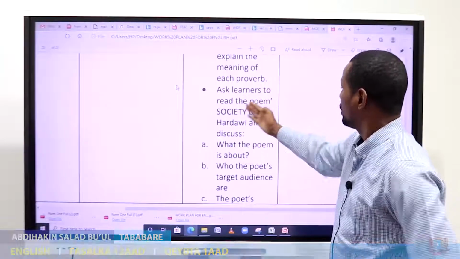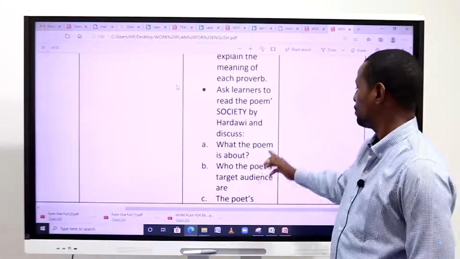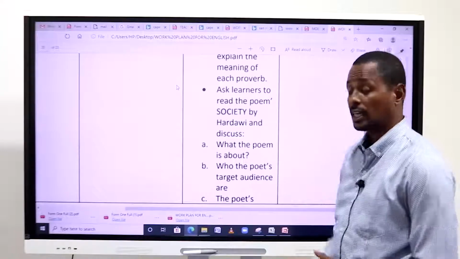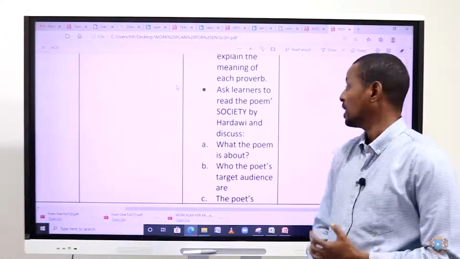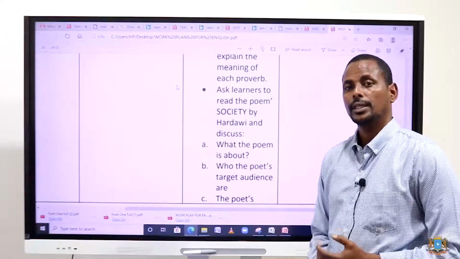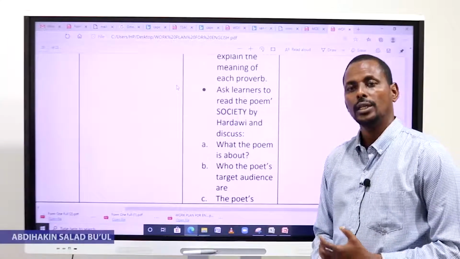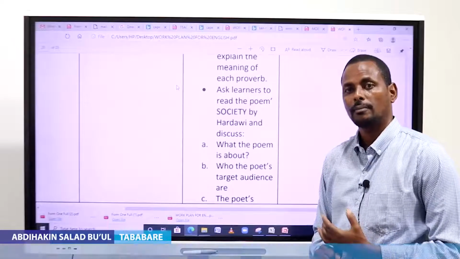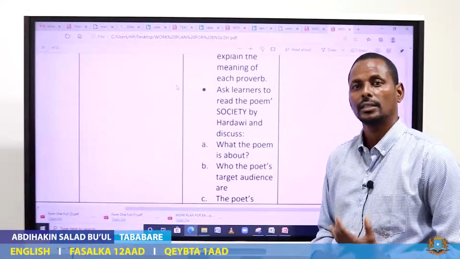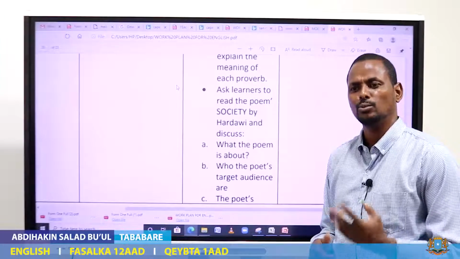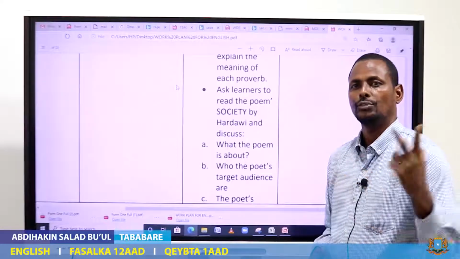Then ask the learners to read the poem "Society" by Hadrawi and discuss what the poem is about. Now, basically, poetic questions: when you want to analyze a poem, we analyze them in some basic ways that are simple if only you get it right. Analyze the poem in terms of setting. What is setting? When was this? When we talk of setting, we talk in two scenarios, two phenomena.